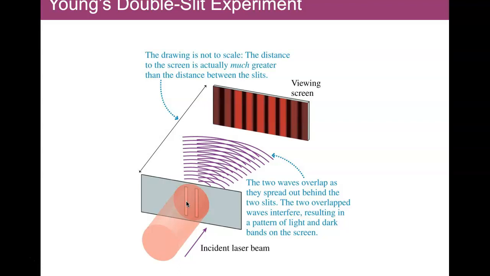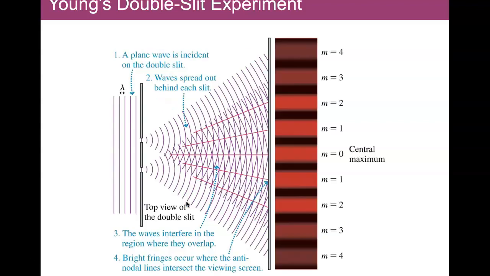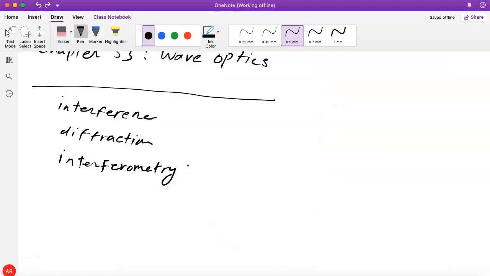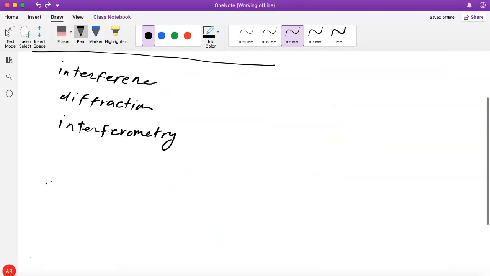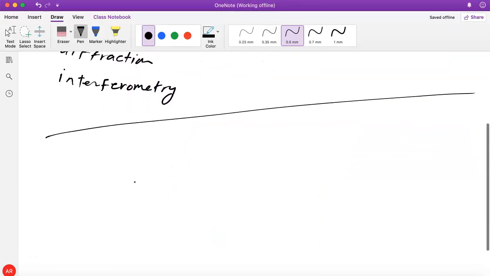And then if you put a screen in front of it, where you have destructive interference, you have the nodal lines here. No light reaches those points of the screen, so you're going to get dark fringes. And where you have constructive interference, we get these bright fringes. So our goal here is to figure out the positions of these dark and bright fringes.